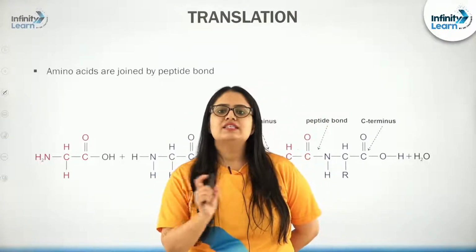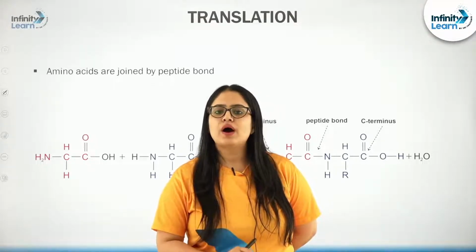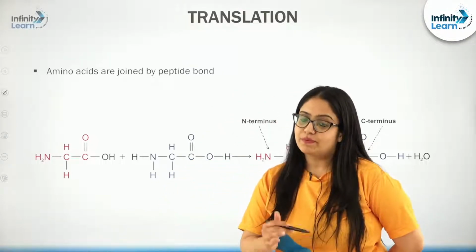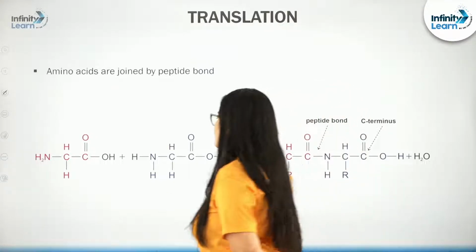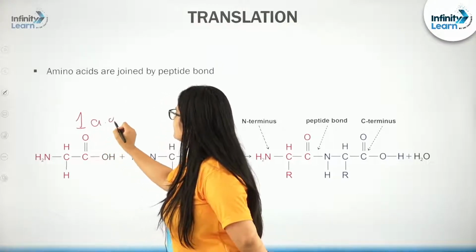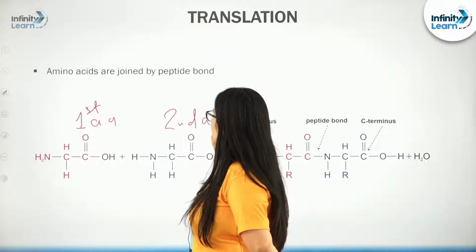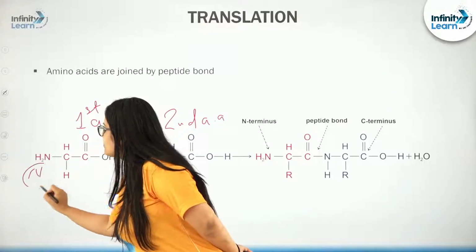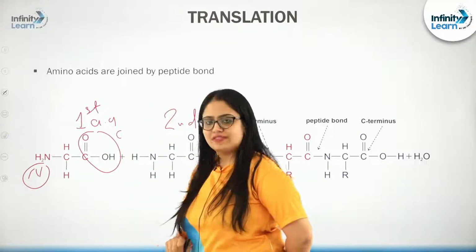By interacting, these two functional groups between the two amino acids form a peptide bond. You can see that on the slide as well. See students, this is an example of the first amino acid, and this is an example of the second amino acid. This is the N terminus of this amino acid, and this is the C terminus of this amino acid.